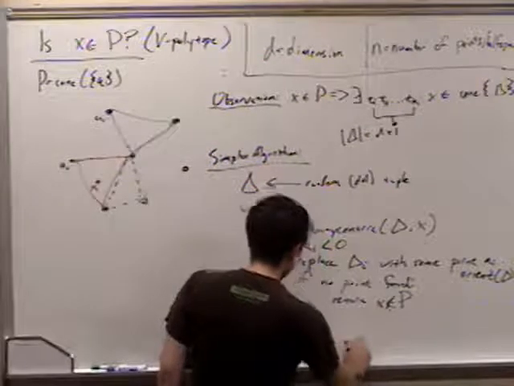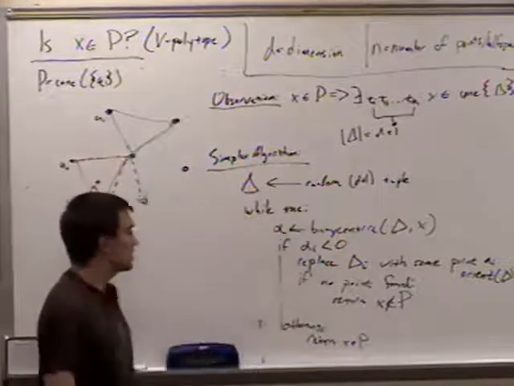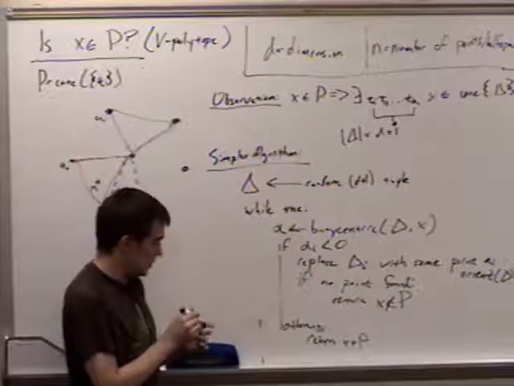Return x in P, right? And actually, the solution for the barycentric coordinates will just be these weights alpha applied to the simplex delta.